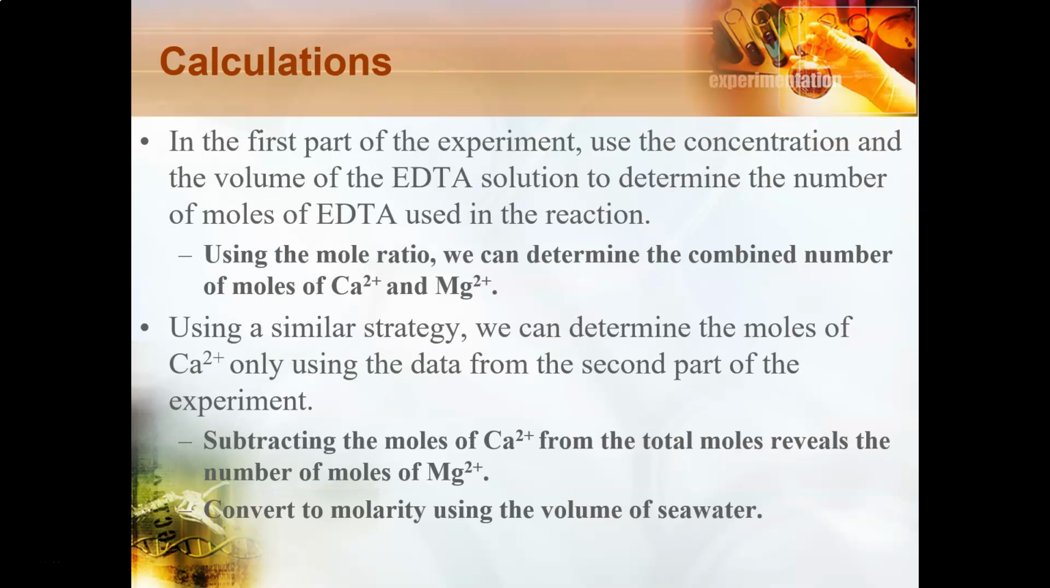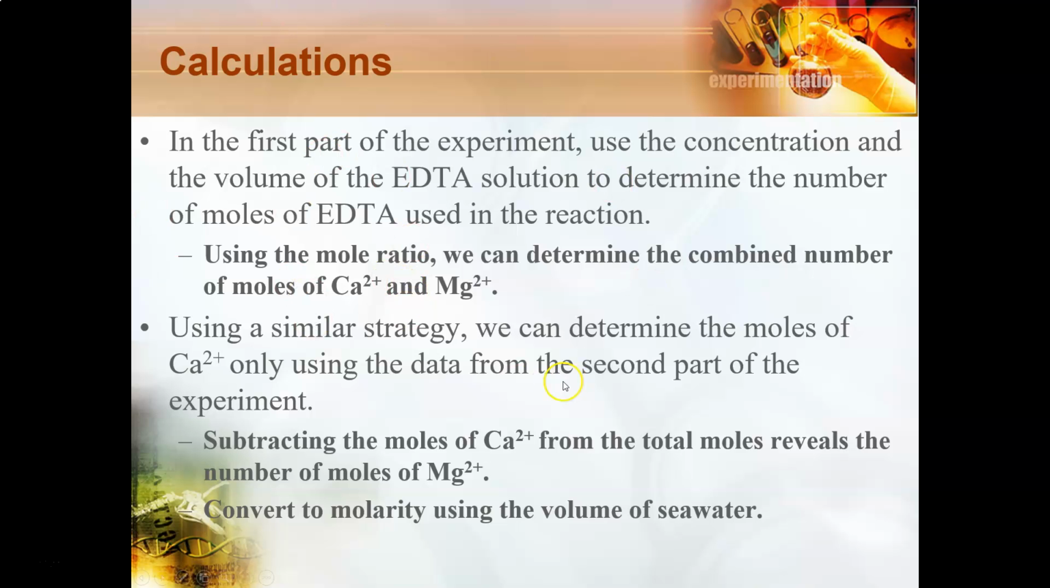So the way we'll do the calculations is that if we use the concentration of the EDTA solution that we find on the bottle and the volume that we used in our titration, so a concentration and volume, we can figure out moles. And you can then look back at those equations and look at the mole ratio between calcium and magnesium and EDTA. And that's going to give us the combined number of moles of calcium and magnesium. It's not going to by itself let us figure out each one separately.